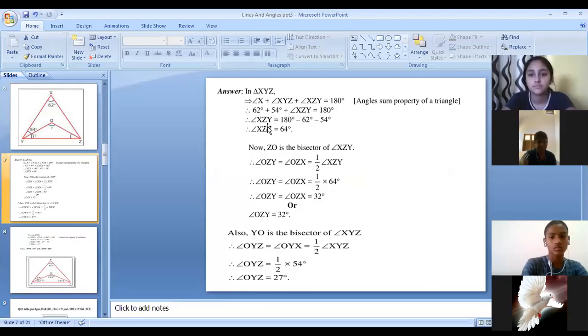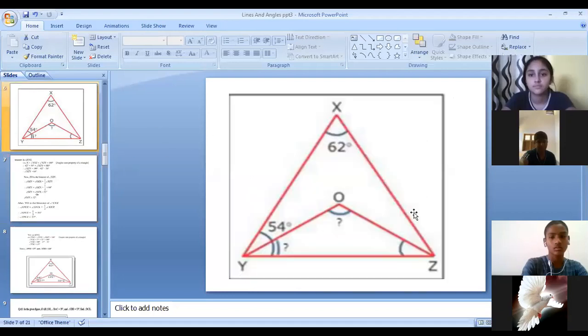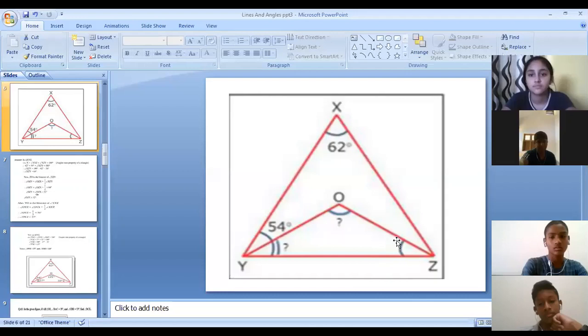So how to find it? Angle XZY equals 180 degrees minus 62 minus 54. Or else we can sum these two angles and subtract. So at last we got the value of Z as 64 degrees. Yes. ZO is a bisector, so it is dividing 64 into two equal angles. So each angle will be how much? 32 degrees. Yes, 32 degrees.